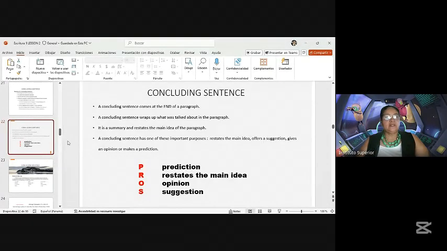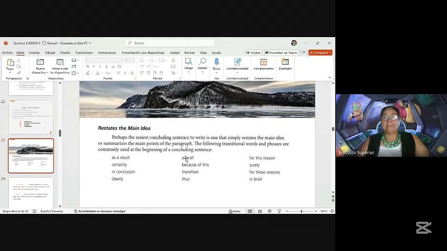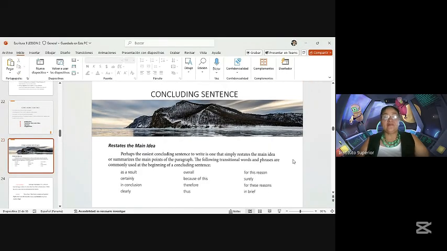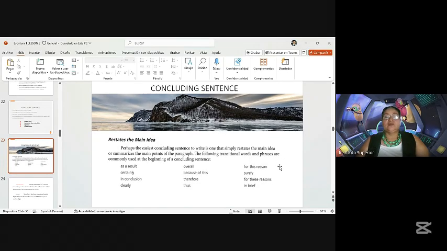Okay, now we're going to continue. Here we have some phrases we may use to conclude our paragraph. For example, as a result, certainly, in conclusion, clearly, overall, because of this, therefore, thus, for this reason, surely, for these reasons, in brief.